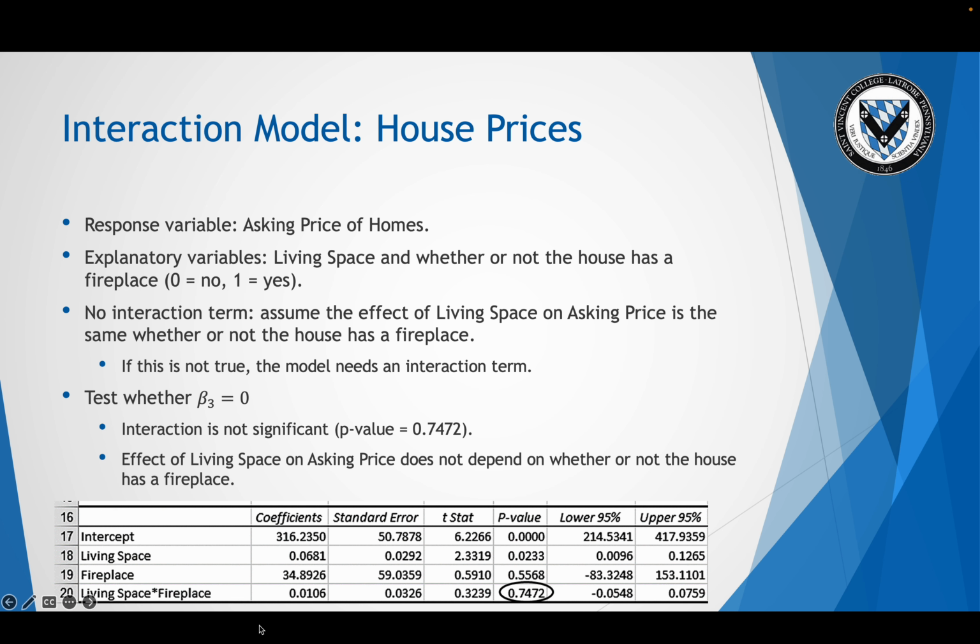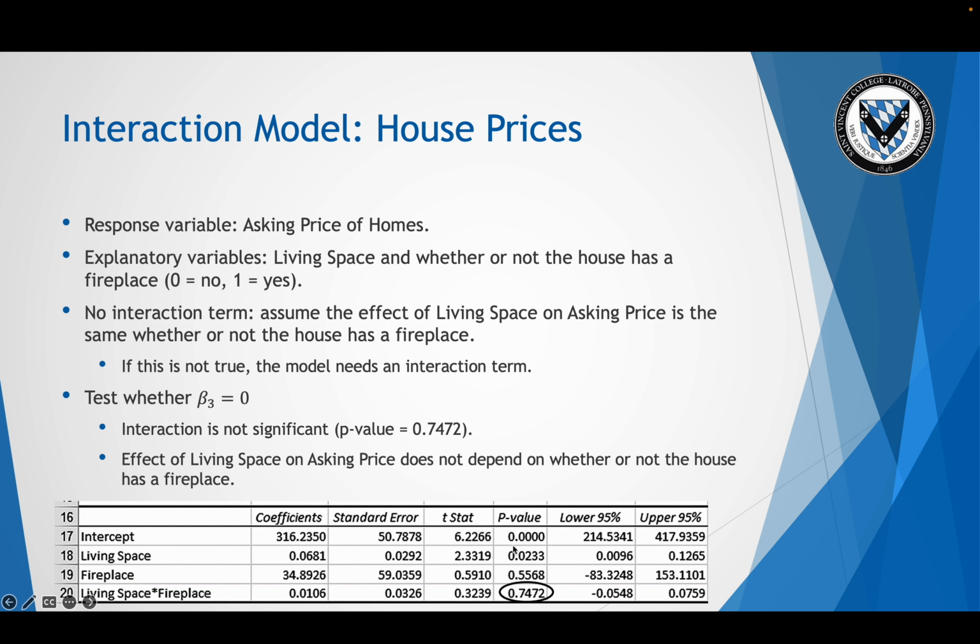So let's again focus our attention on this table. We can see living space. If you increase living space, that increases the asking price of the home. That makes sense. Fireplace is 34, so it's positive. So if you have a fireplace, that also increases the price of a home. That might also make sense. And then we have living space times fireplace. So this is our interaction term, living space times fireplace.